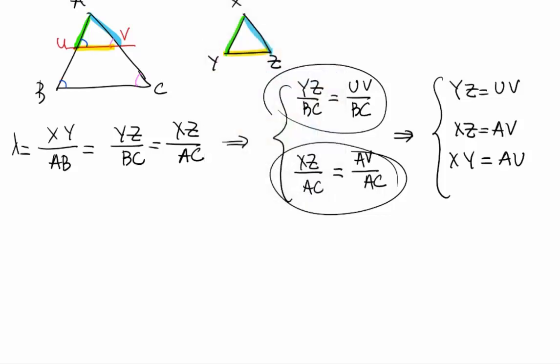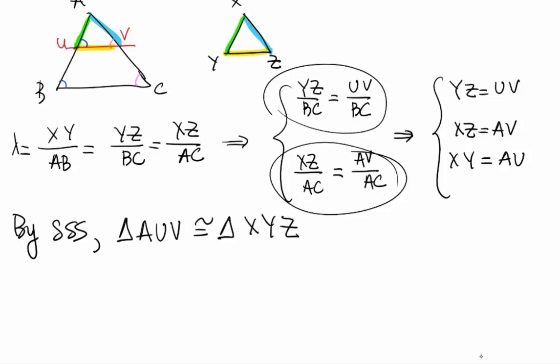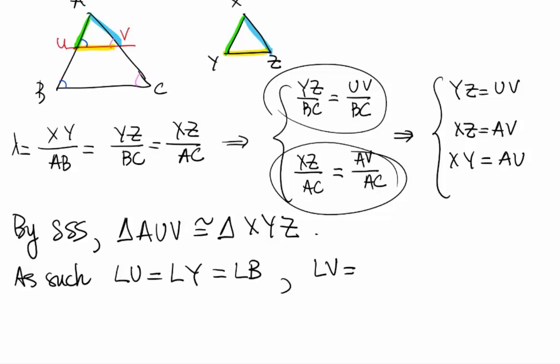So by SSS, we know now that triangle AUV is congruent to triangle XYZ. As such, angle at U must be equal to angle at Y, which is equal to angle at B. Now, angle at V must be equal to angle at Z, which is equal to angle at C.